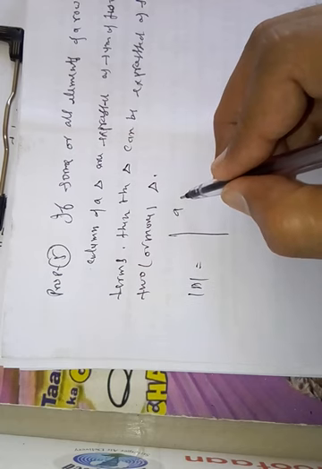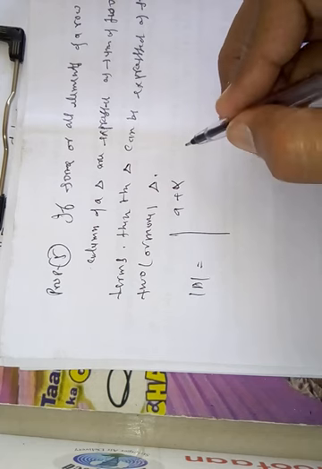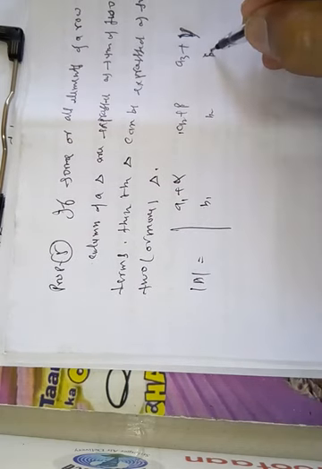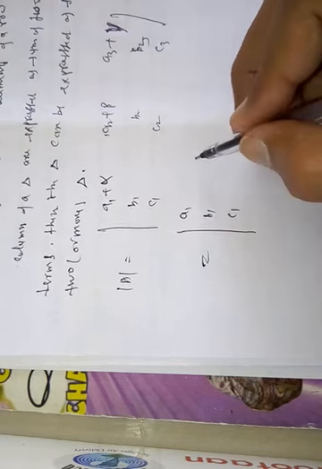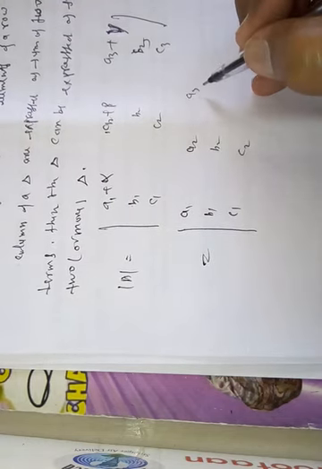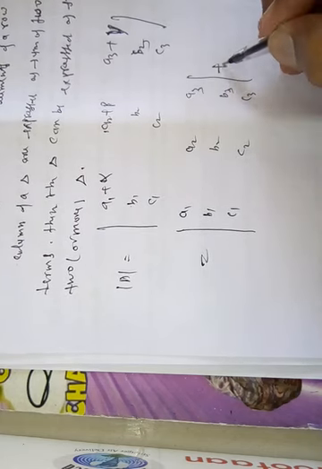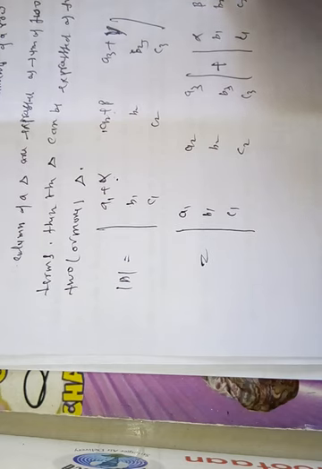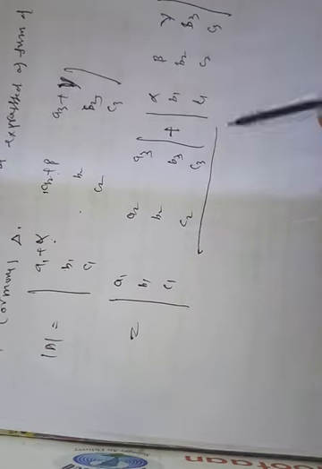For example, the determinant with first row a1 plus alpha, a2 plus beta, a3 plus gamma, and the other columns b1, b2, b3 and c1, c2, c3, equals the determinant with a1, a2, a3, b1, b2, b3, c1, c2, c3, plus the determinant with alpha, beta, gamma, b1, b2, b3, c1, c2, c3. Changing from this form to that form is property 5.